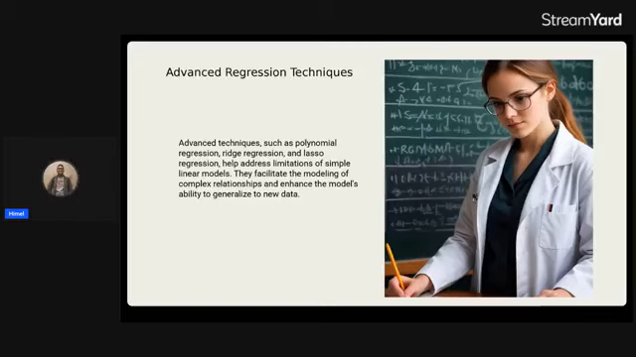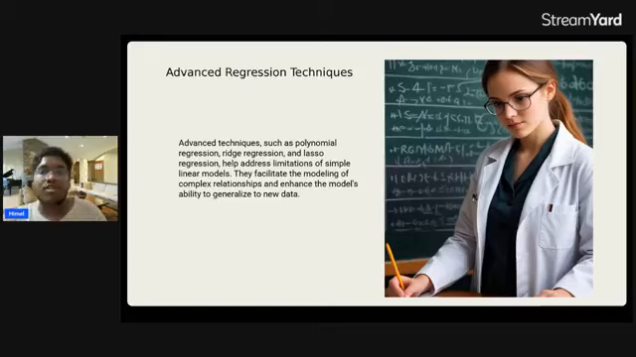Regression is also in our advanced level too. As we move beyond simple linear models, advanced regression techniques come into play. Methods like polynomial regression allow us to capture nonlinear relationships.